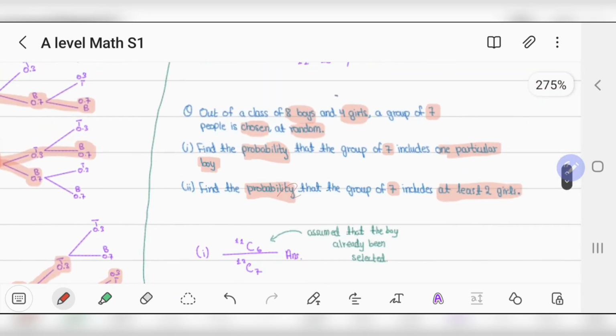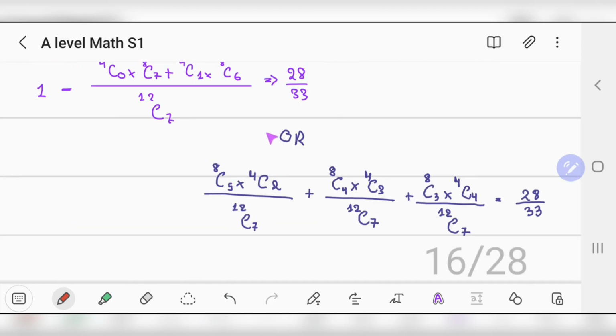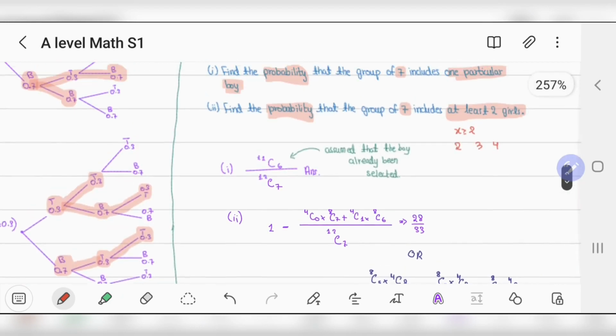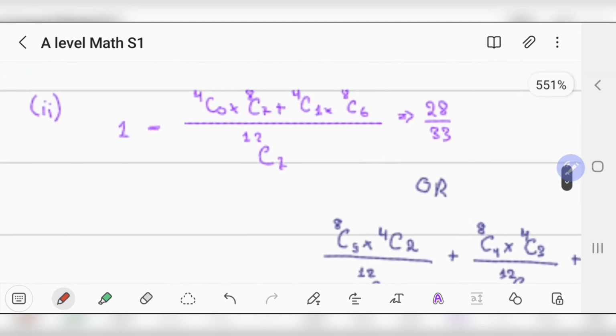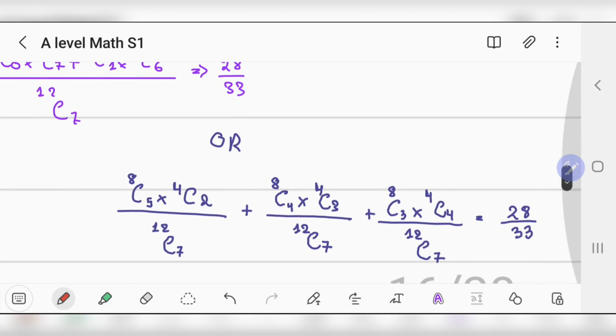Now for part 2, find the probability that the group of 7 includes at least 2 girls. It says at least 2 girls, which means it must be 2 or 3 or 4. So having 2 girls: 4C2 multiplied by 8C5, out of total 12C7. Or 3 girls: 4C3 multiplied by 8C4. Or 4 girls: 8C3, which is selecting boys, multiplied by 4C4. Okay, you just add all of them and you get the answer.